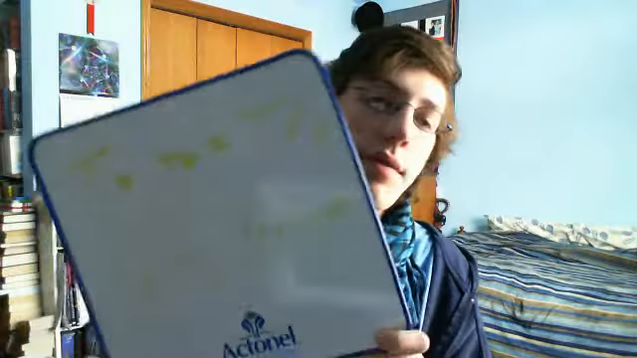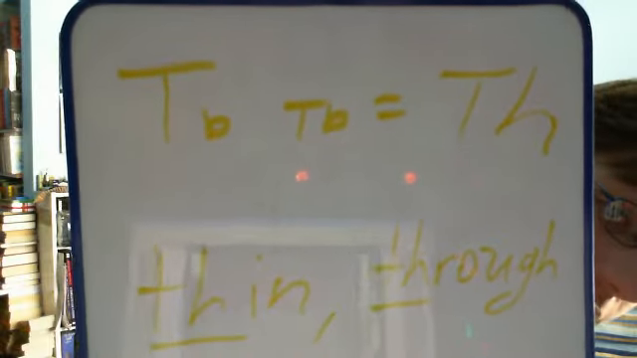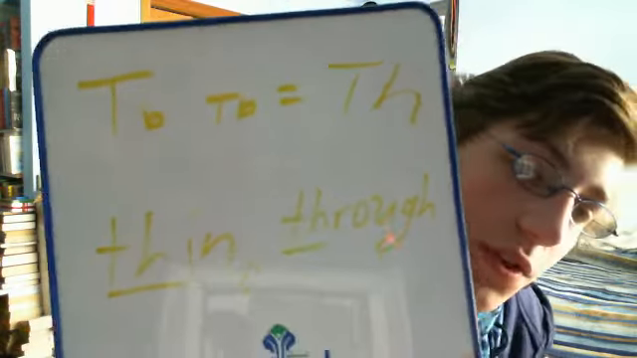Let's see, I'll write an example. Thin. Through. You notice the difference. T followed by a little b makes the sound th. Never th as in the, always th, versus the. You can hear the difference, right? Okay.